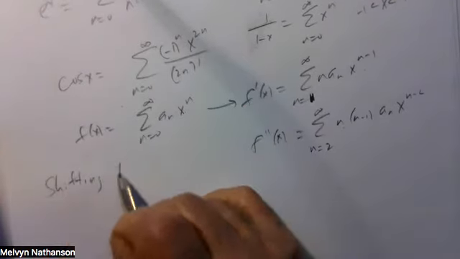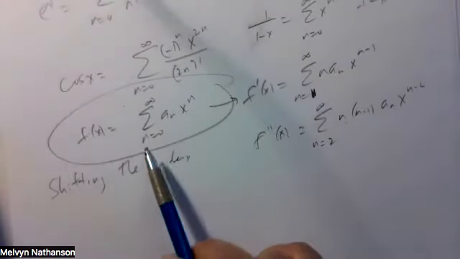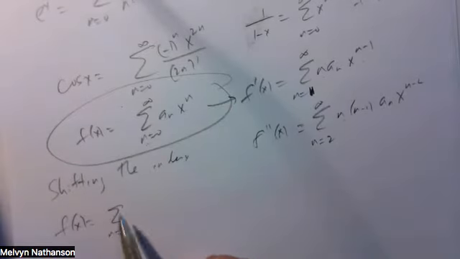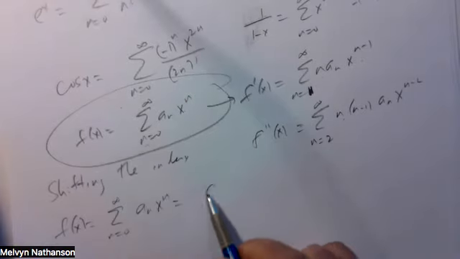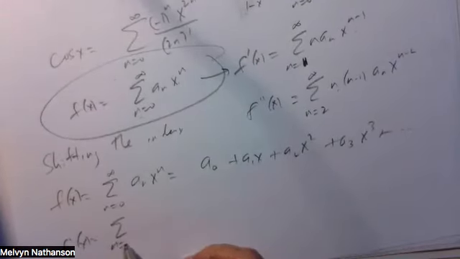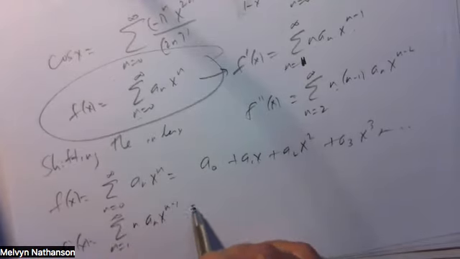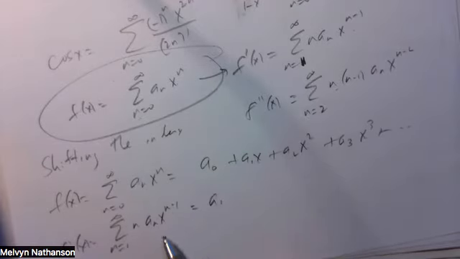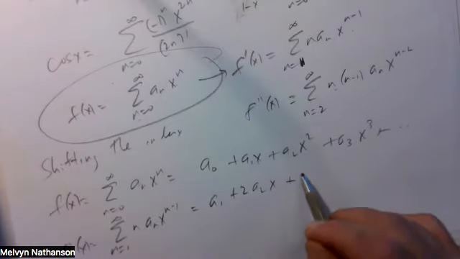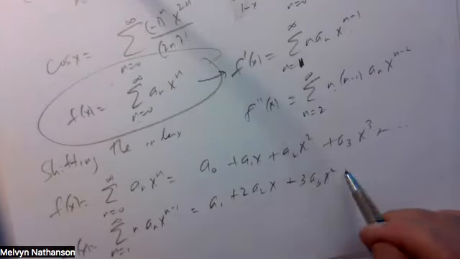Now, there is something which we have to learn called shifting the index of a power series. If this is your power series, the index is n. So here I have f of x, which is summation n goes from 0 to infinity, a n x to the n. So this is a0 plus a1x plus a2x squared plus a3x cubed and so forth. And the derivative f prime of x is summation n goes from 1 to infinity, n a sub n x to the n minus 1. So when n is 1, I get a1. When n is 2, I get 2a2x. When n is 3, I get 3a3x squared. When n is 4, I get 4a4x cubed, and so forth.